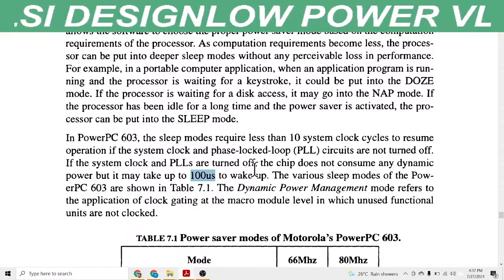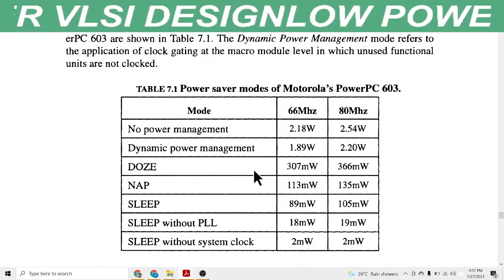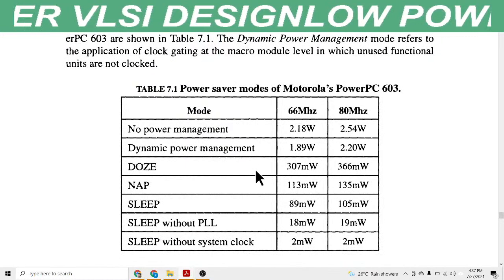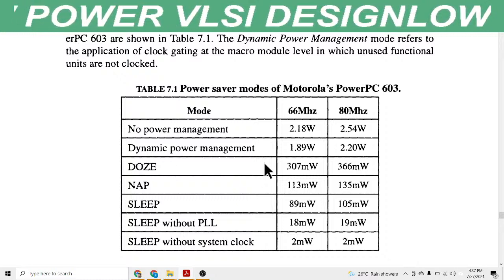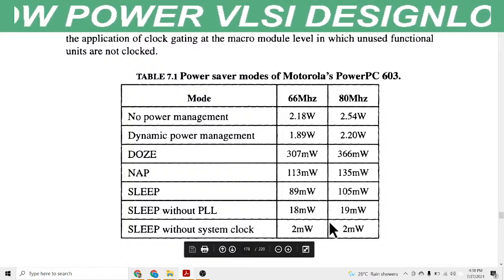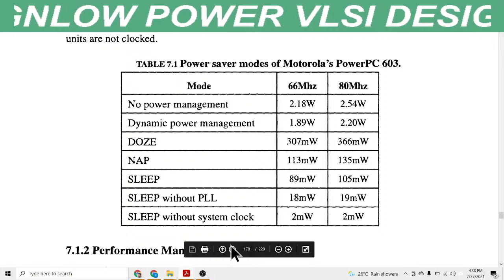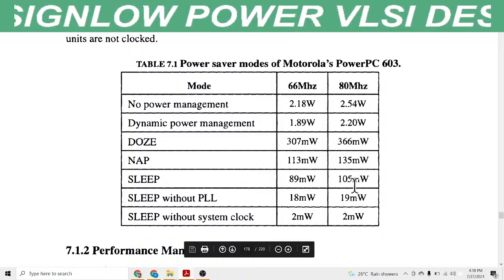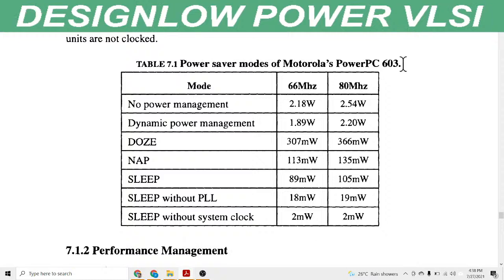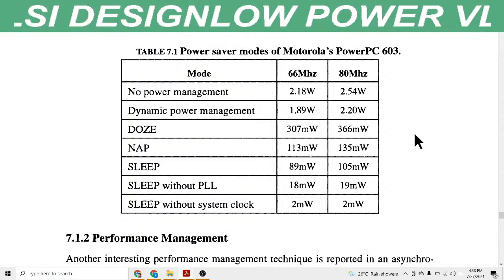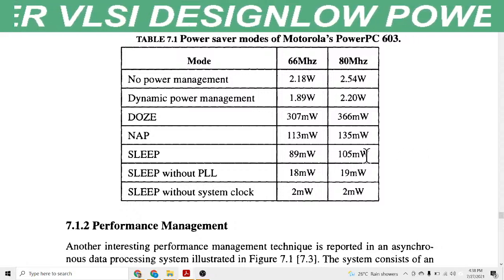Okay, so along with this, various modes are also implemented inside the processor, such as no power management, dynamic power management, sleep without PLL, and sleep without system clocks. These are the various modes that are mounted inside the Motorola Power PC603 processor. Okay, so I hope all of you understand this topic.